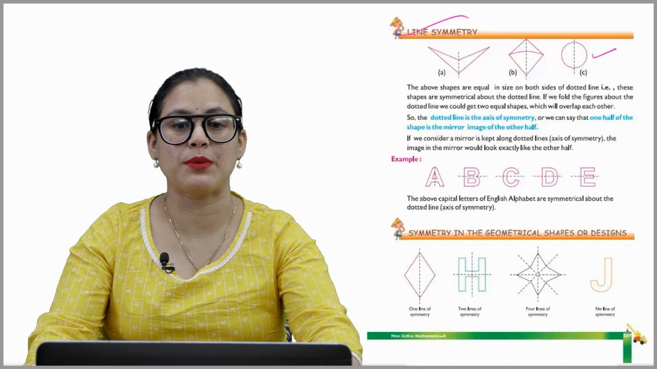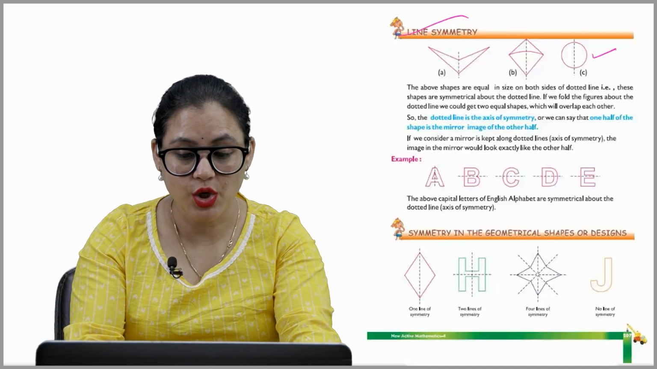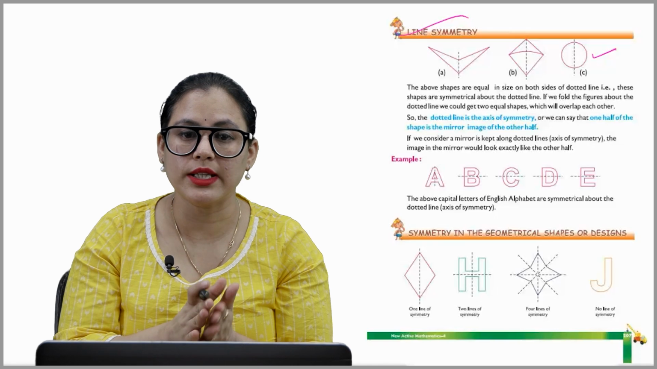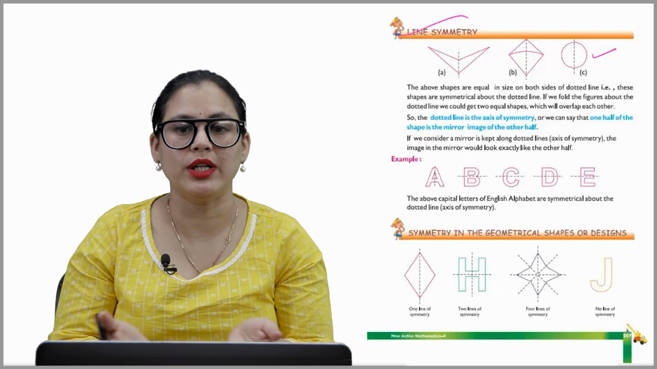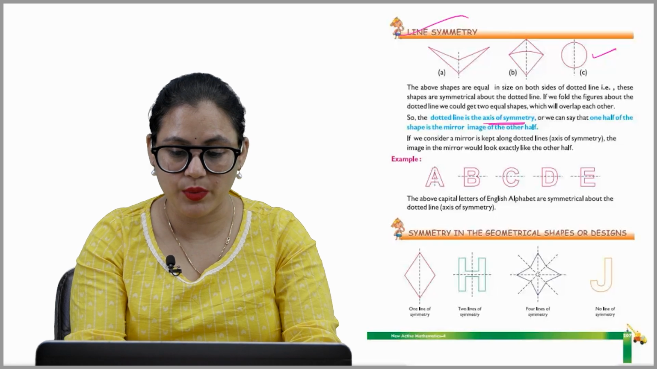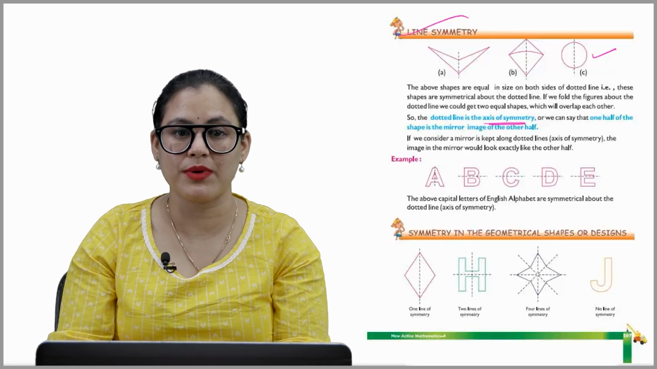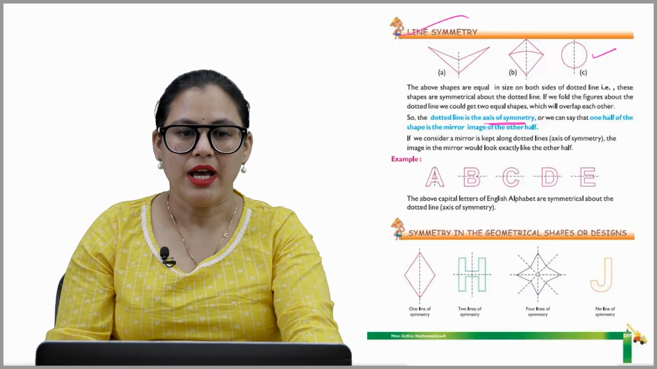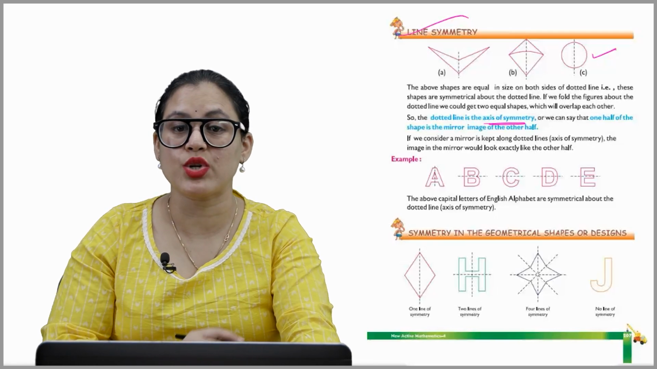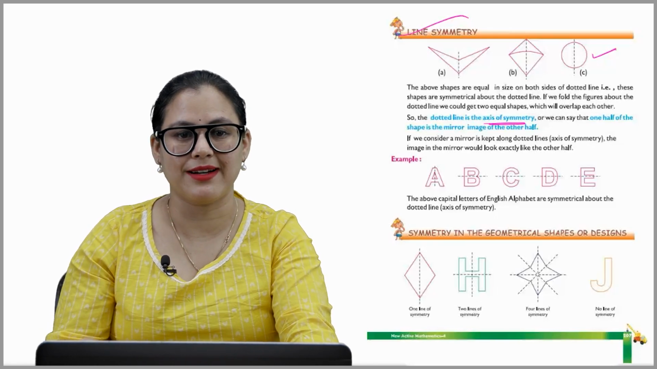That is, these shapes are symmetrical about the dotted line. If we fold the figures about the dotted line, we get 2 equal shapes which will overlap each other. So the dotted line is the axis of symmetry, or we can say that one half of the shape is a mirror image of the other half. If we consider a mirror kept along the dotted line, that is the axis of symmetry, the image in the mirror would look exactly like the other half.